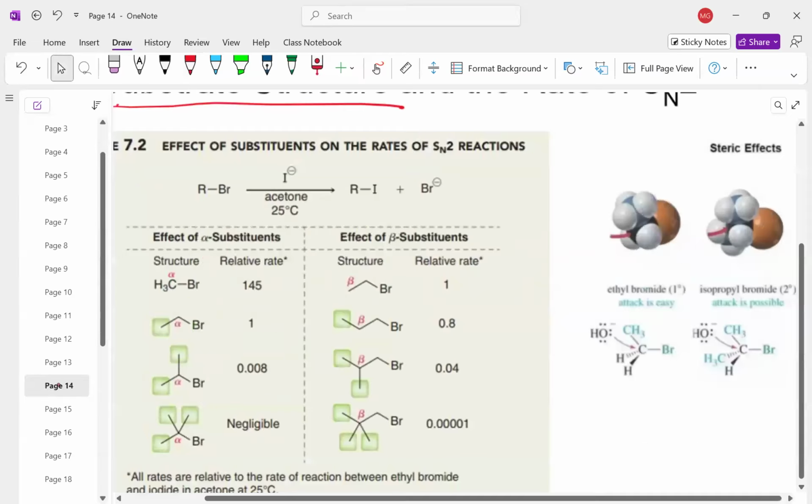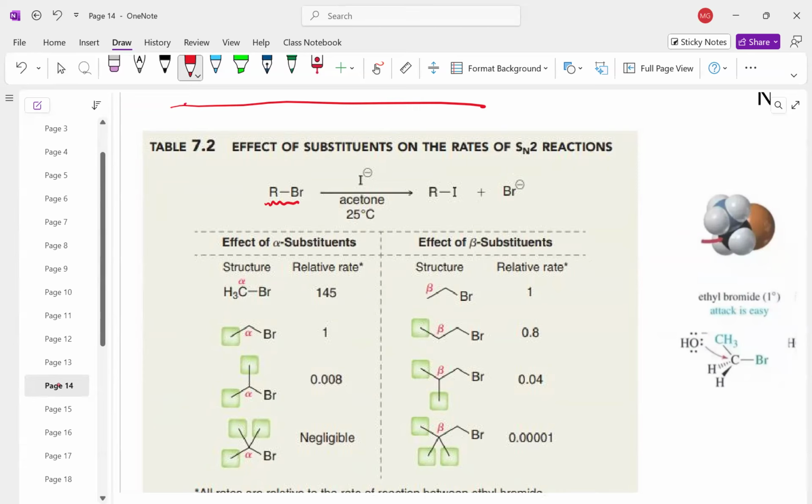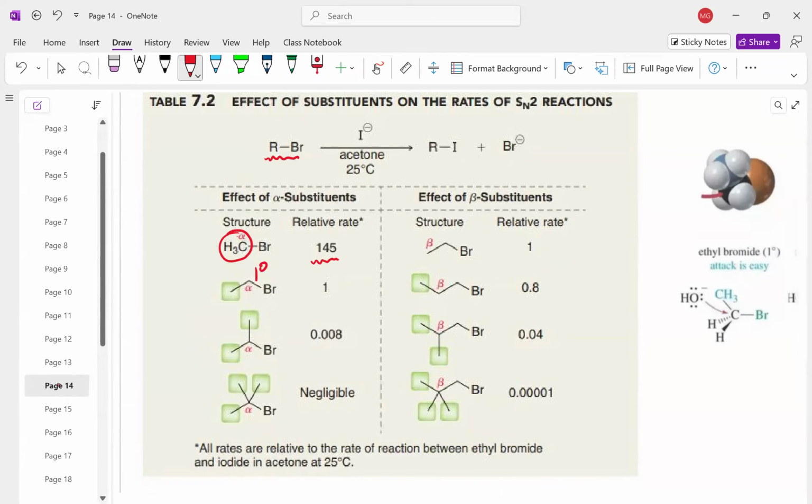So let's look at this table right here. And we're doing this generic reaction, replacing the bromine with an iodine. And we can see that there is a difference in rate based on what is on this alpha carbon. That term alpha, I'm just referring to the carbon with the leaving group. So if it's just hydrogens, that's a pretty fast reaction. If it's primary, then that's kind of like our standard. You know, we say a rate of one and everything else is compared to that.